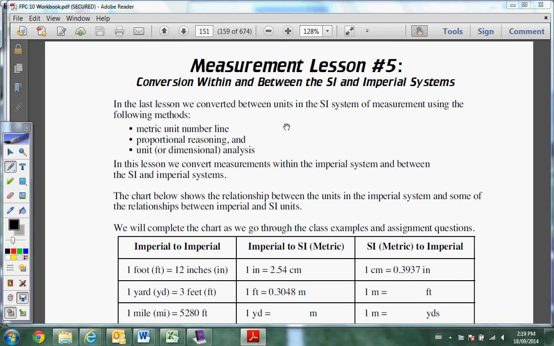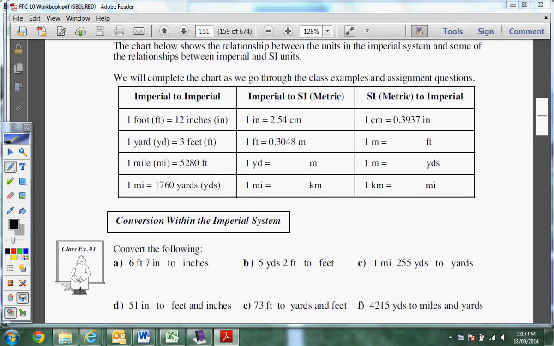Okay, so we're on lesson 5, page 151. Last lesson we were going between the metric system. Today we're going between the imperial system. So we get a good idea of the relationship between the imperial and the metric. It's good to know both, but as we already talked about, I kind of wish the U.S. would just get on board and go to metric so everybody can be the same, but that's all right.